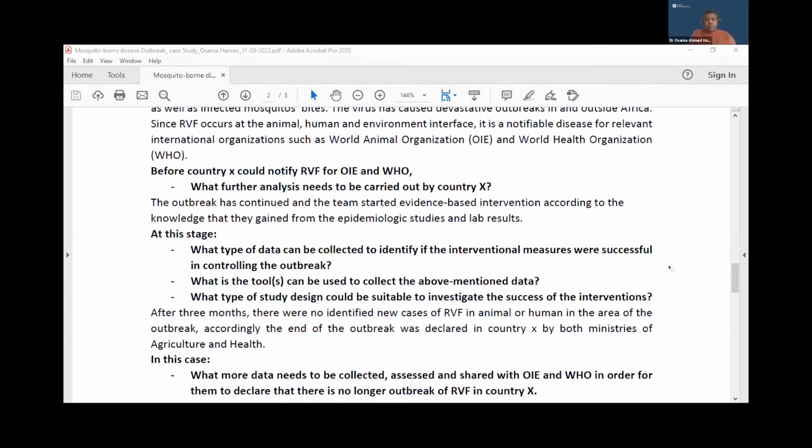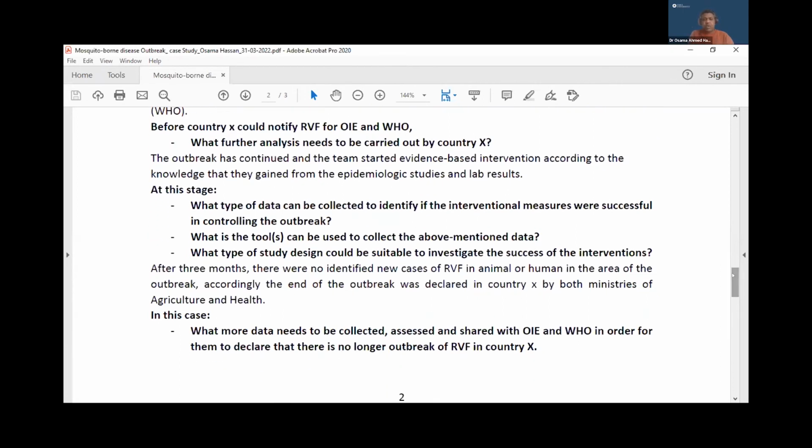And what are the tools that can be used? Maybe we mentioned already earlier, the same as what happened. And what type of study design could be suitable to investigate the success of the intervention, the issues that we just said? So what type of studies? When you talk about incidence and prevalence, yes, I think the simplest one is the cross-sectional. Indeed.